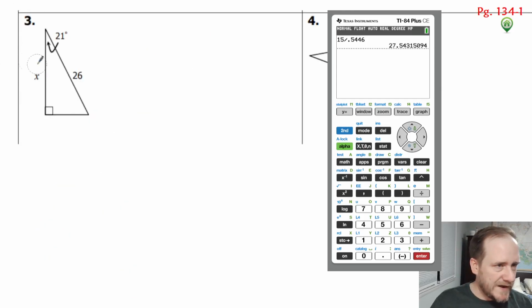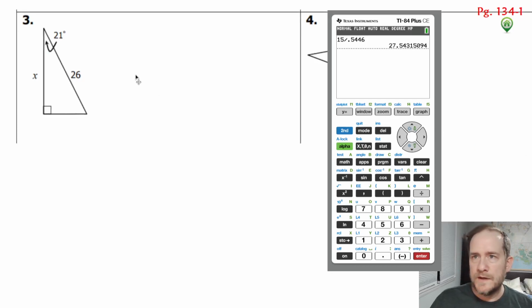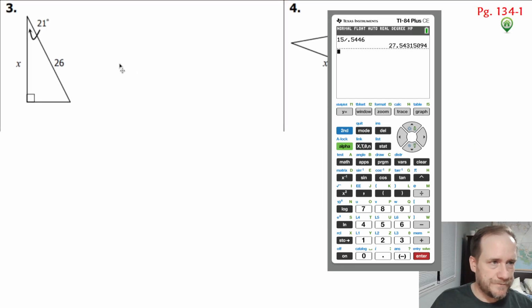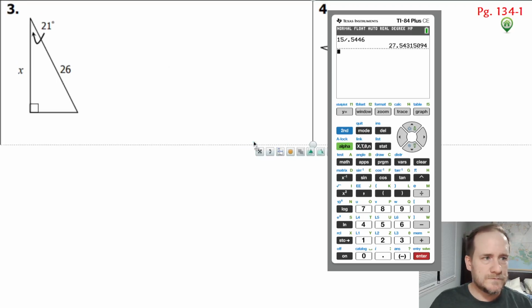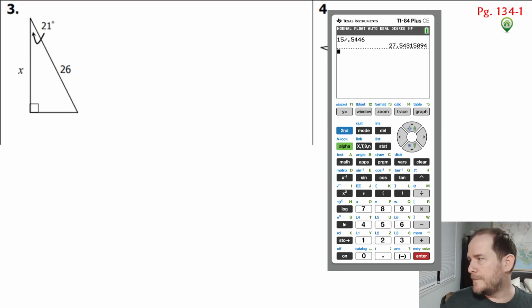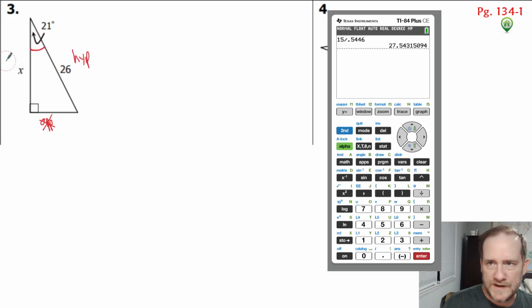So we're dropping back to number 3 real quick. I'll make this a little bigger. All right, I would label the parts if I were you. So here's the 21. Opposite from 21, well, that's blank this time. The 26 is our hypotenuse, and this guy is adjacent. That means I'm operating with the adjacent and the hypotenuse.